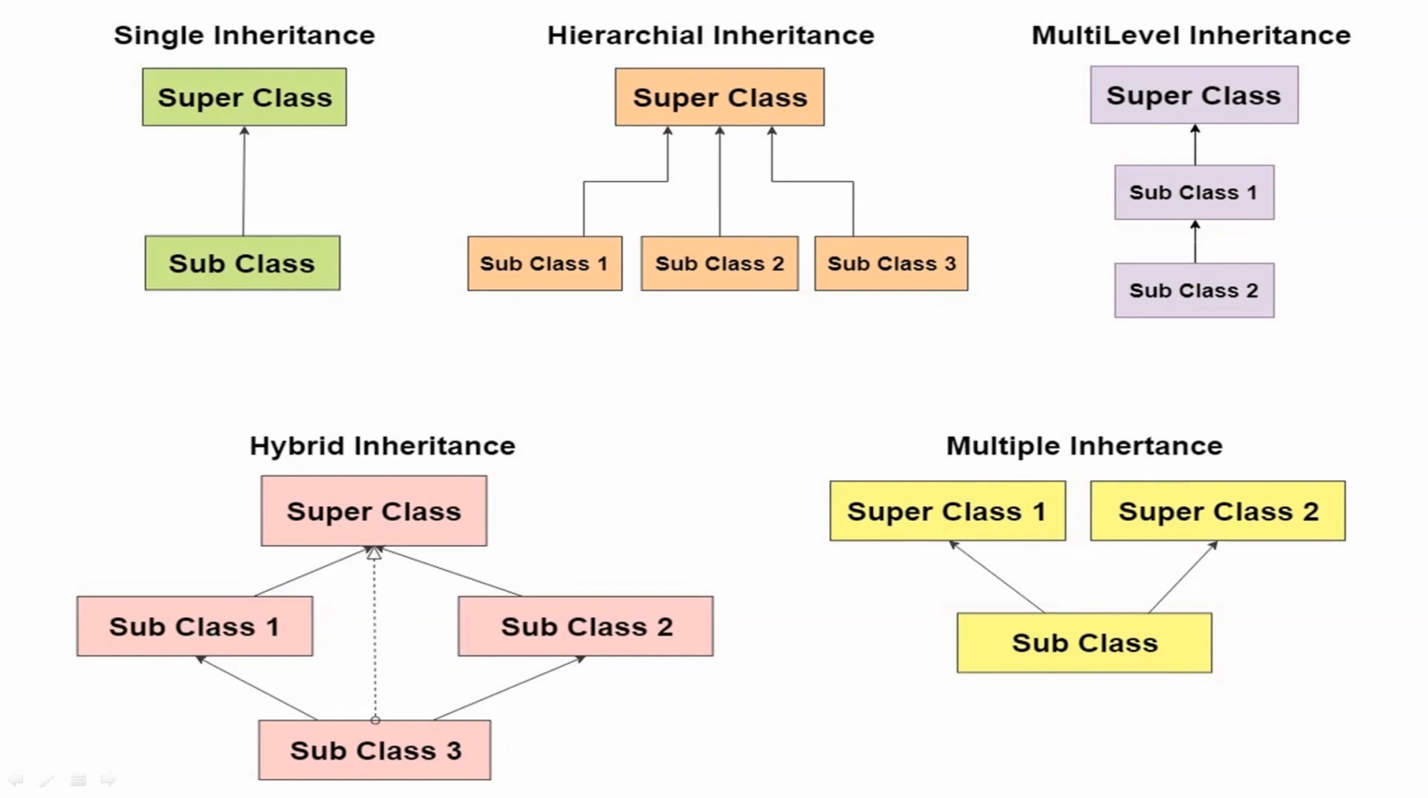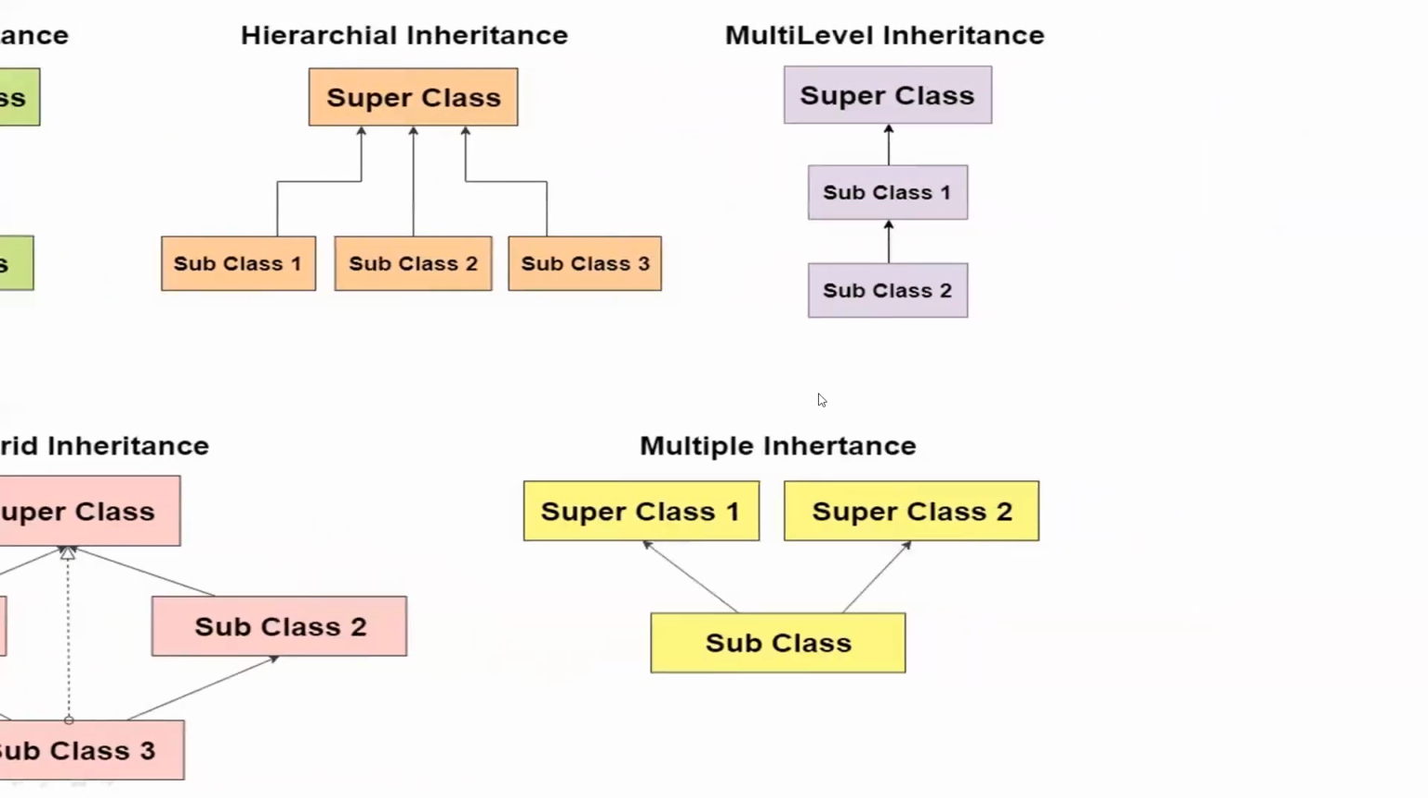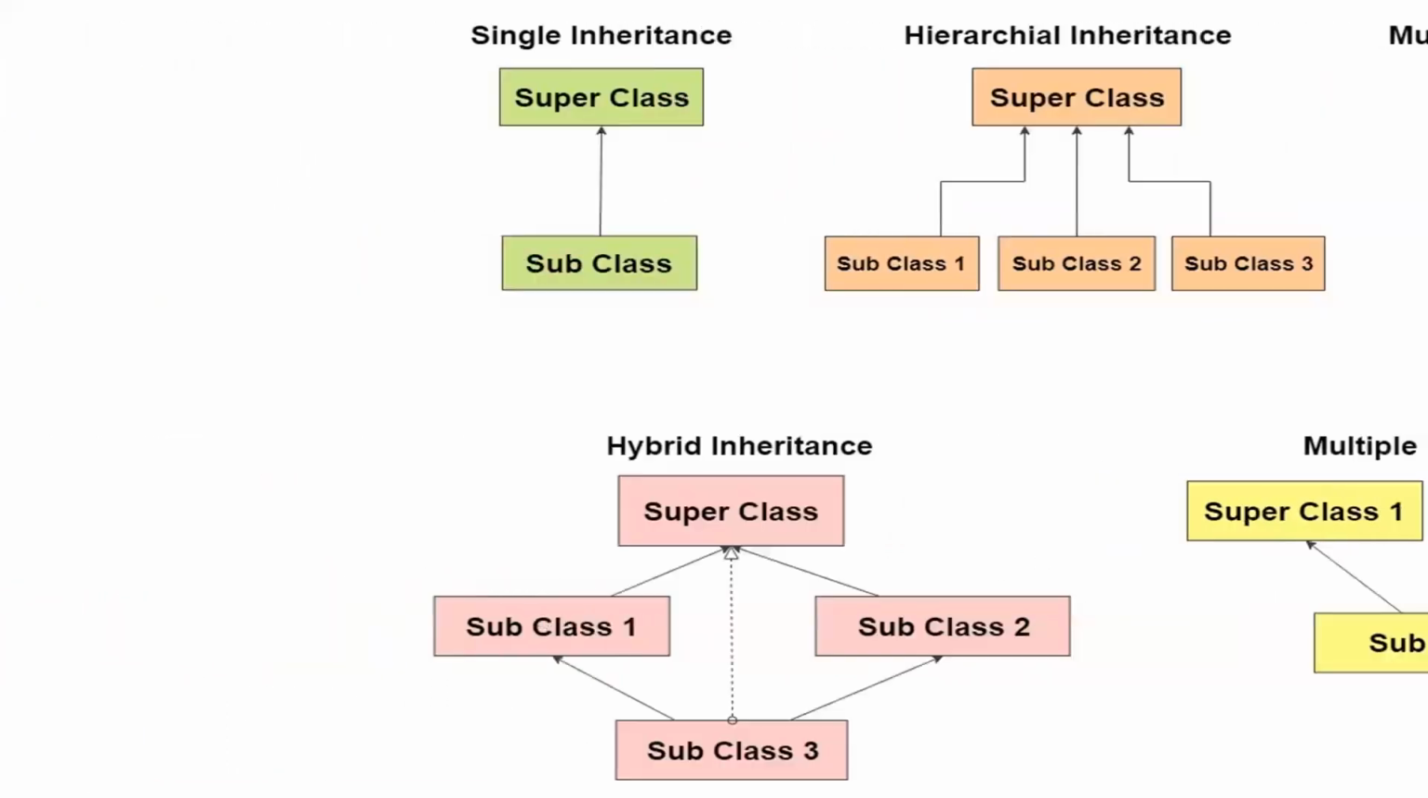So this is all about the four major principles, or four major pillars, of object-oriented programming.